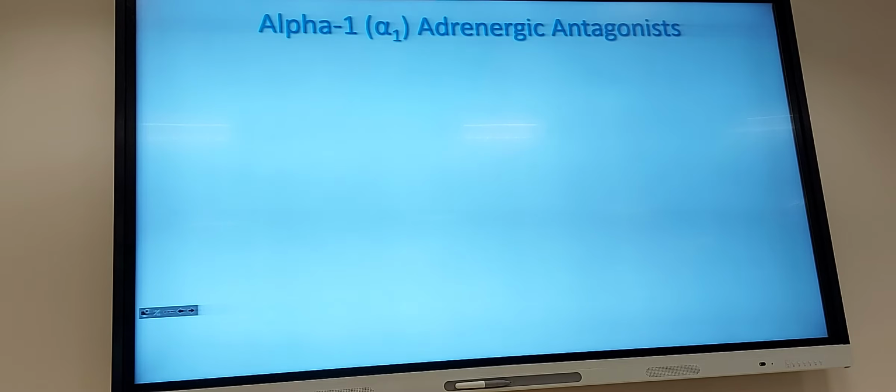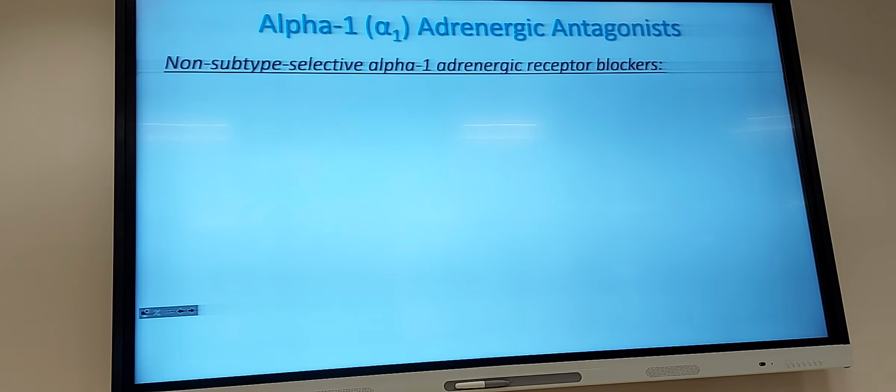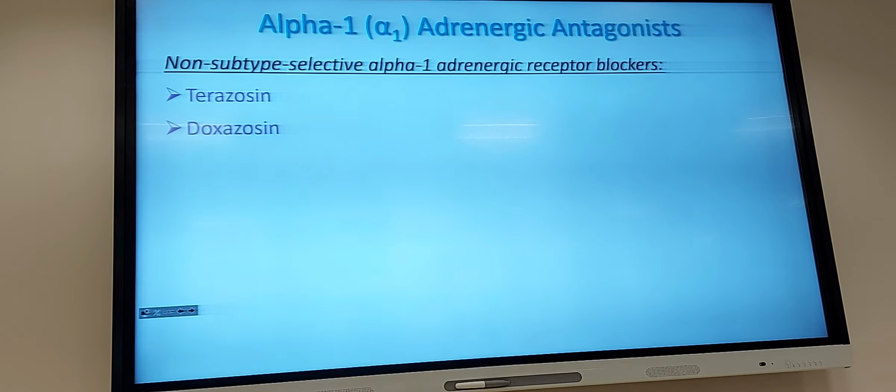So then when we talk about alpha 1 blockers, remember, when we are talking about these drugs, these are alpha 1 blockers, not just alpha blockers. They are alpha 1 blockers. And then we have two categories. We have non-subtype selective alpha 1 adrenergic blockers. So that means they will act on all 1A, 1B, and 1D, on alpha 1 receptors, which include trazodone and doxazone.